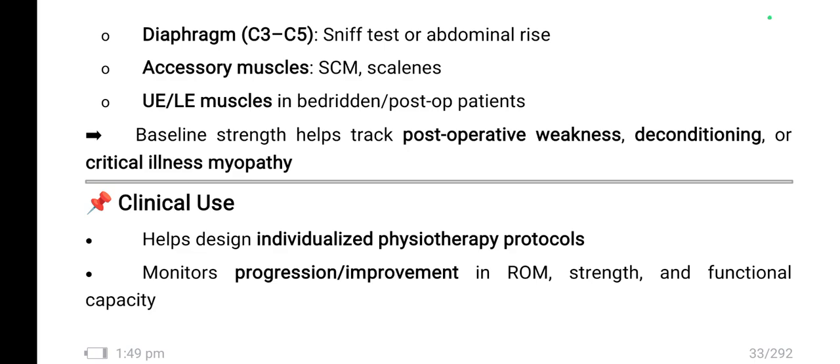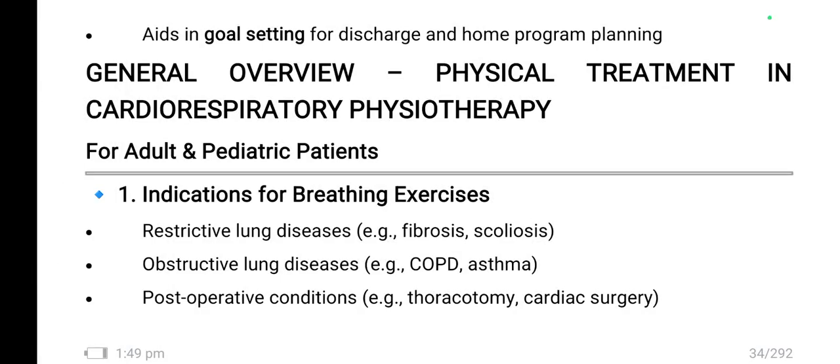Upper and lower limb muscles are used in bedridden and post-op patients. Baseline strength helps track post-operative weakness, deconditioning, or critical illness myopathy. Clinical use: it helps design an individualized physiotherapy protocol, monitors progression or improvement in the range of motion, strength, and functional capacity, and aids in goal setting for discharge and home program planning.